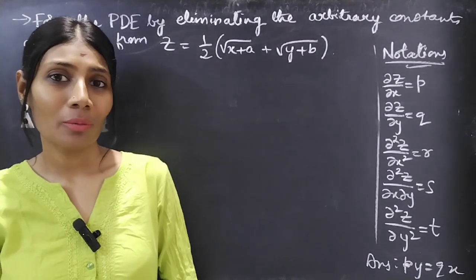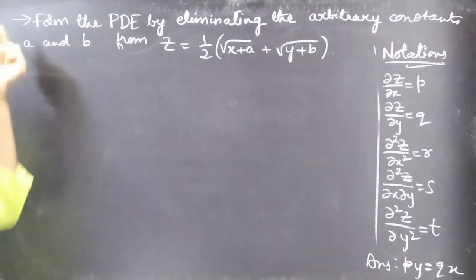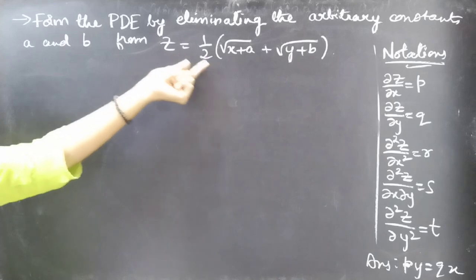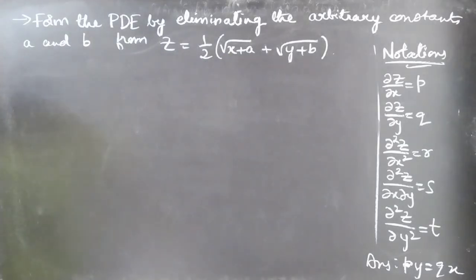In this video, we are going to see a problem from partial differential equation. So let's get going. Problem. Form the partial differential equation by eliminating the arbitrary constants a and b from z equal to 1 by 2 into square root of x plus a plus square root of y plus b.